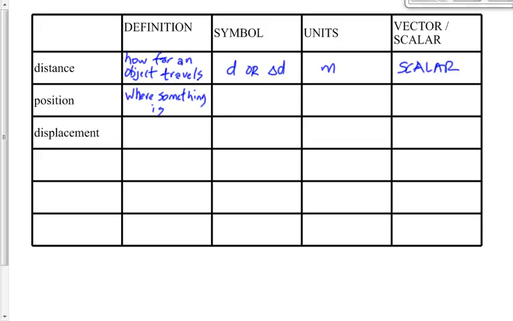Where something is, where something is. I'm 40 kilometers from Calgary. Is that a pretty good description of where I am? Mackenzie? No? What's wrong with that? Okay, good. I could be in any direction from Calgary. That doesn't really tell me much, right?